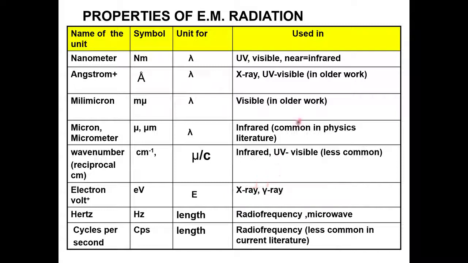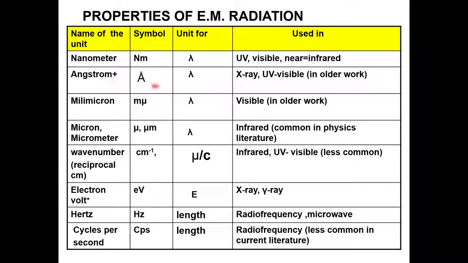So, the properties of electromagnetic radiation, I define them like this, that is the name of the unit. Normally this is how electromagnetic radiation is described, by its wavelength. So, the nanometer, symbol nm, is a unit for wavelength, and this type of unit is used in UV, visible and near infrared radiation.